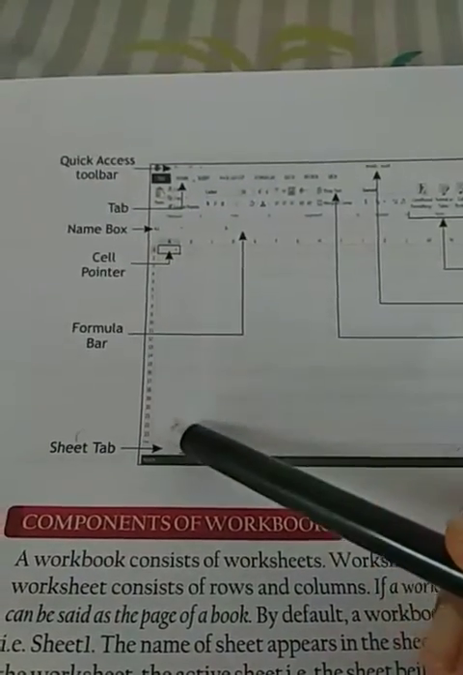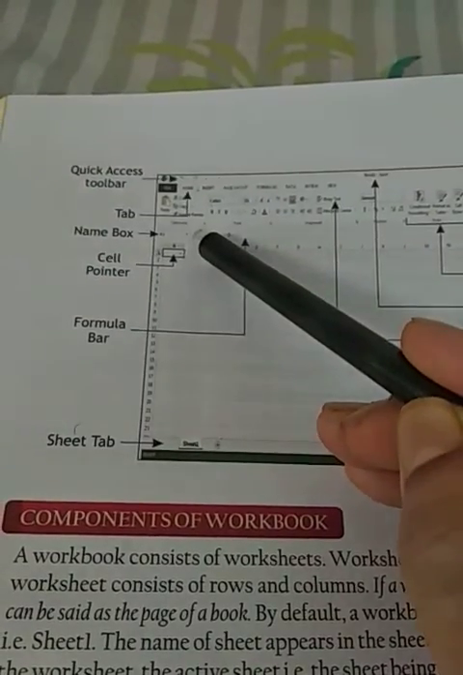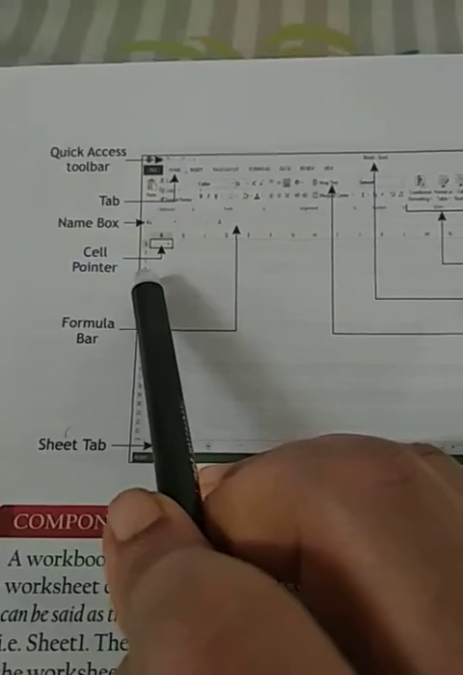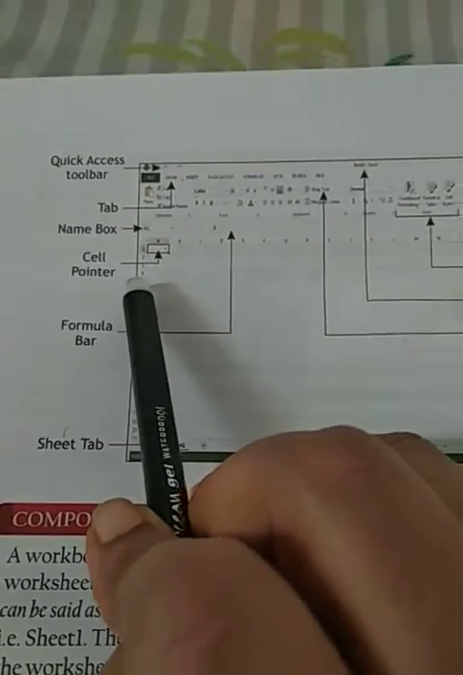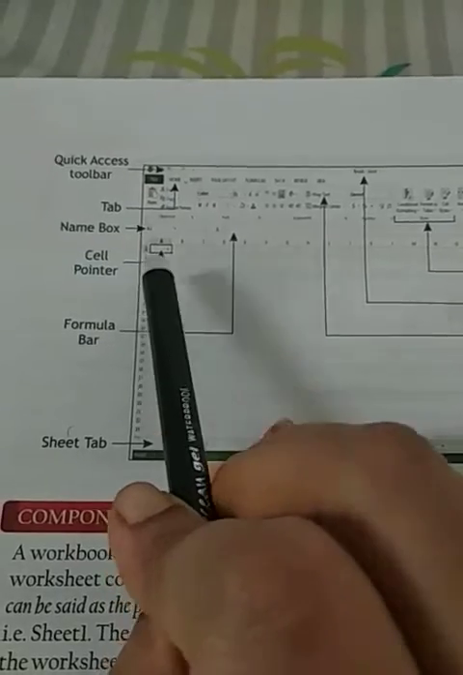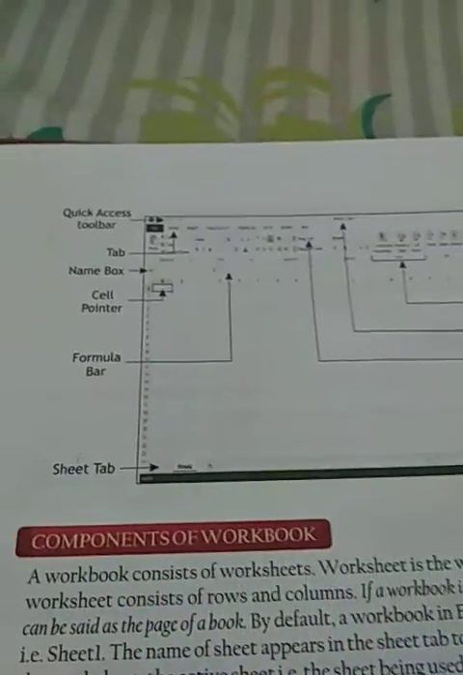Suppose I want to select this column, then I will click on the column heading, and this column will be selected. If I want to select the row, I will click on the row heading, and then it will be selected.